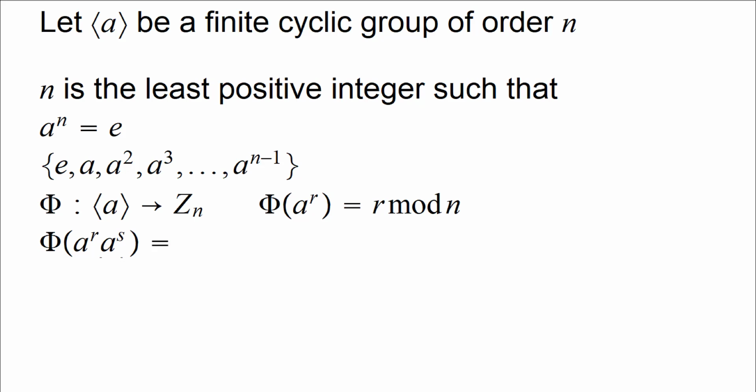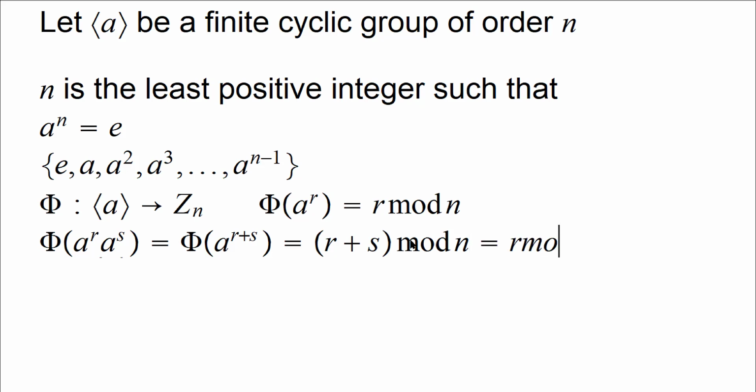And again, you know that the inverse of an isomorphism is again an isomorphism. So what this will be, again, by the rule for powers, is a to the r plus s, and this would be r plus s mod n. And by the property of modular numbers, we have that this is simply r mod n plus s mod n, right? So this is a homomorphism.